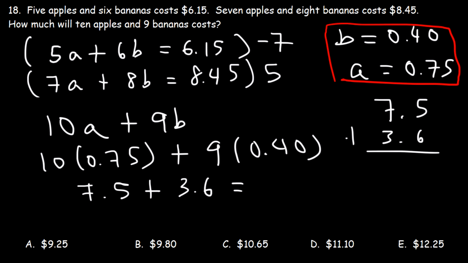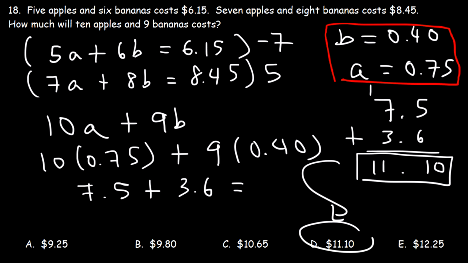5 and 6 is 11. Carry over the 1. 1, 3, and 7, that's going to be 11. So it's $11.10. So D is the answer.